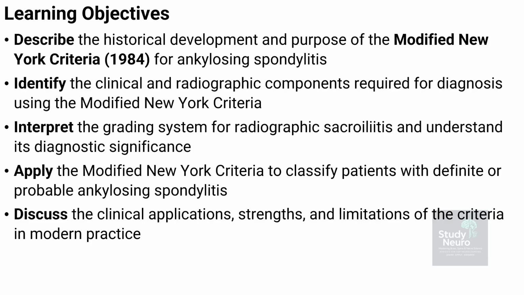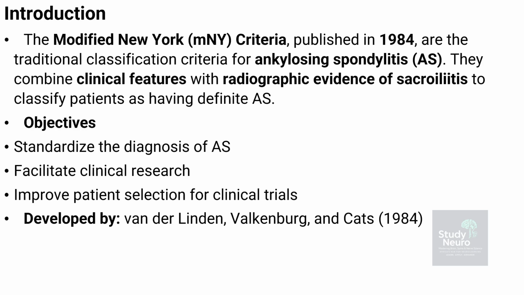Let's get started. The modified New York criteria were introduced in 1984 as a standard method for classifying ankylosing spondylitis. They combine a person's clinical symptoms with X-ray evidence of inflammation in the sacroiliac joints, allowing clinicians to identify patients who have definite ankylosing spondylitis using a consistent approach. This was a landmark development.